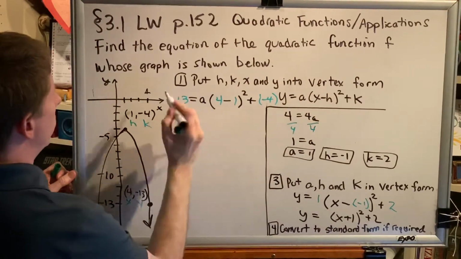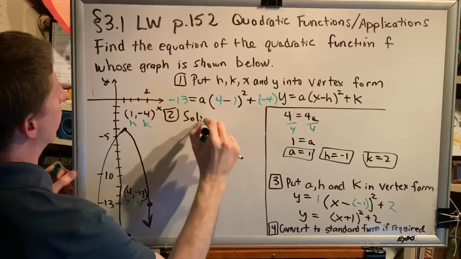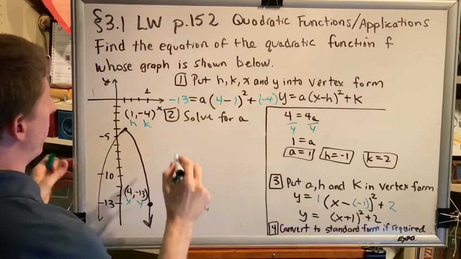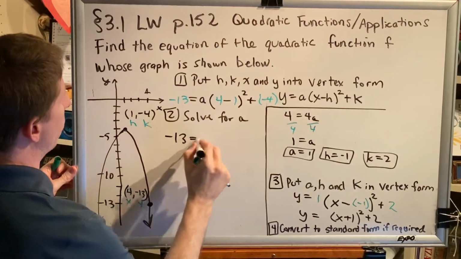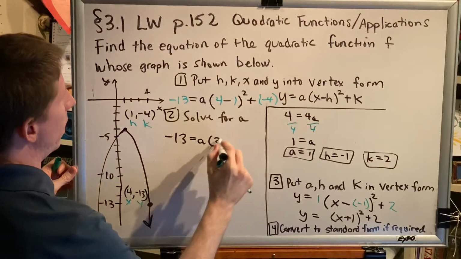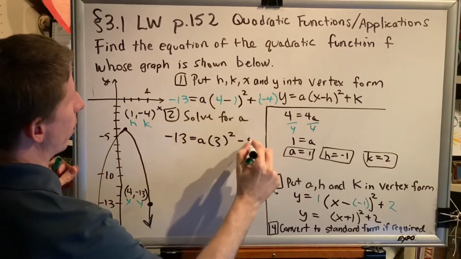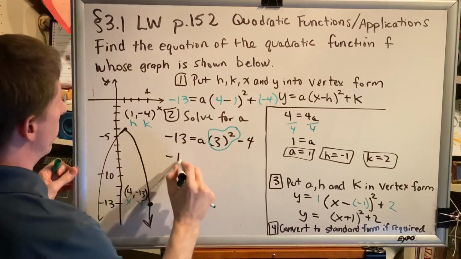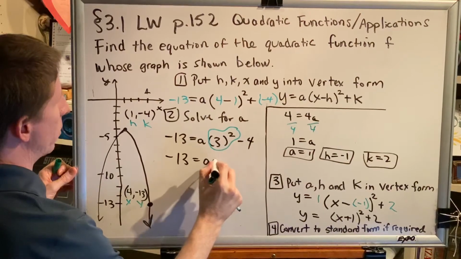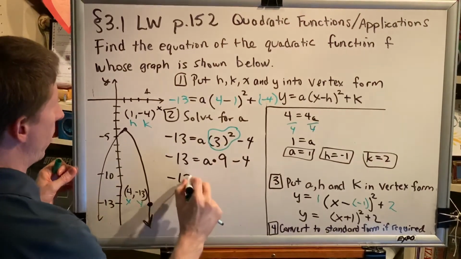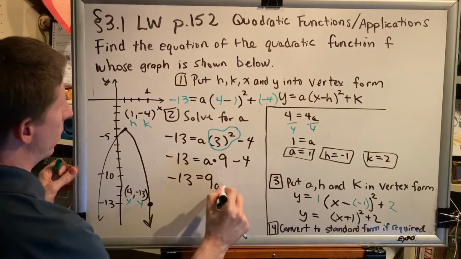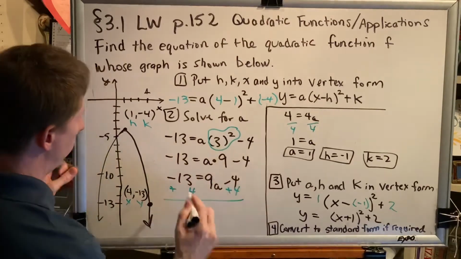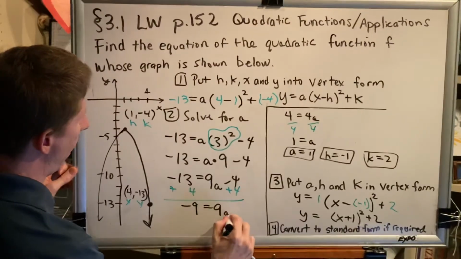Okay? Step 2, solve for a. Let's follow order of operations and work inside our grouping symbol first. So we get -13 equals a times 4 minus 1 is 3. Adding a negative is subtraction. Next, order of operations says that I should work on exponents. Well, 3 squared is 9, so this would be a times 9. In algebra, a times 9 is written 9a. Add 4 to both sides. -9 equals 9a.